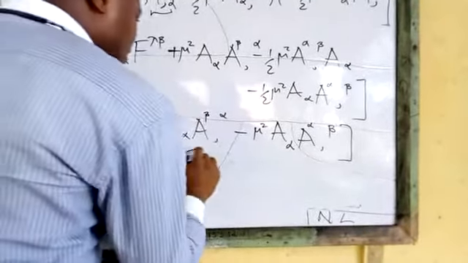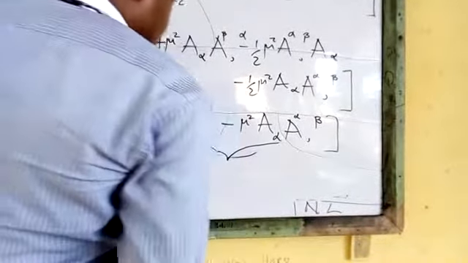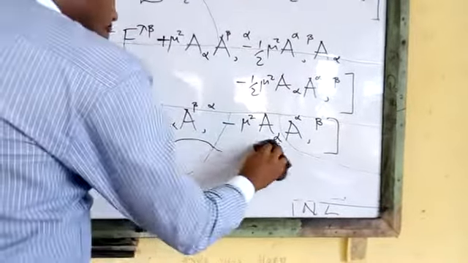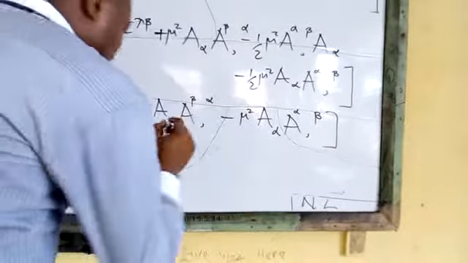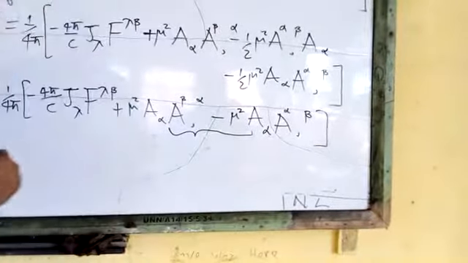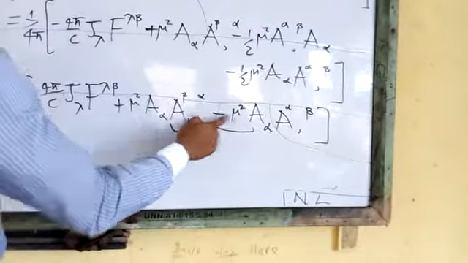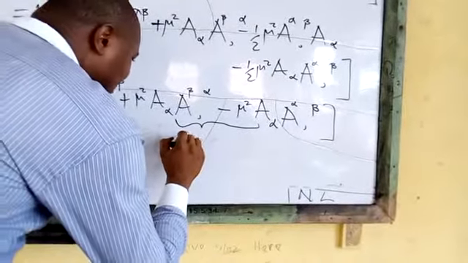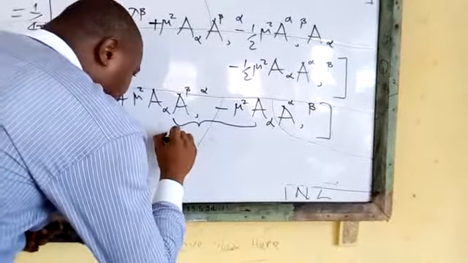Of course, what I'm going to do next is have to combine these last two terms. These last two terms. And take note that these are common. So I'm going to have something like some mu squared.